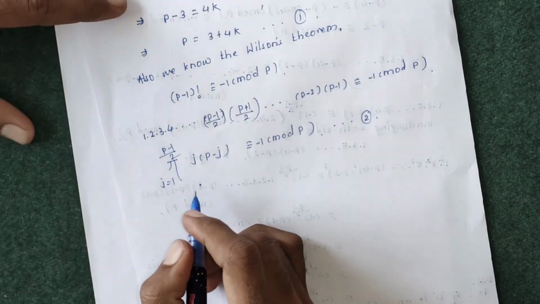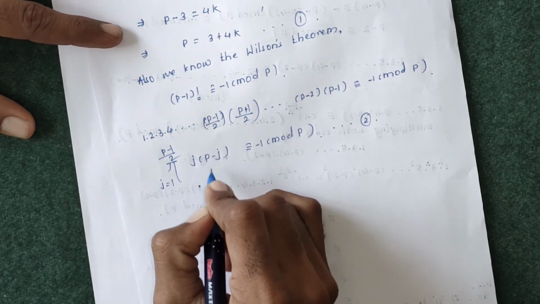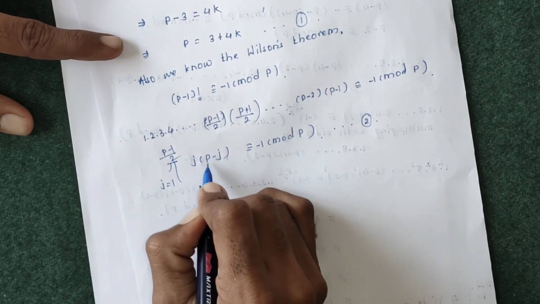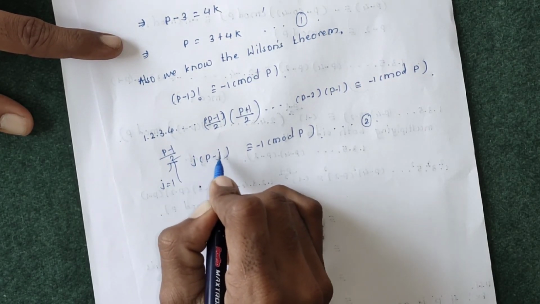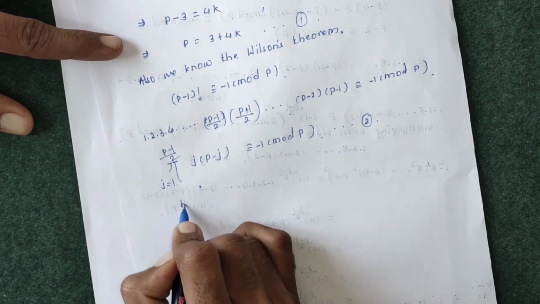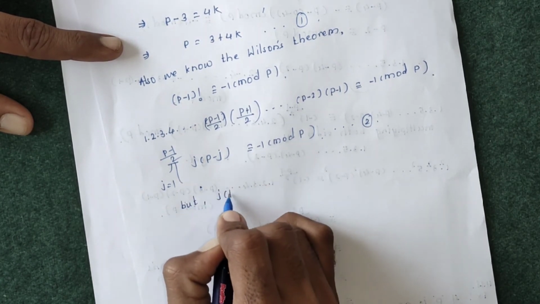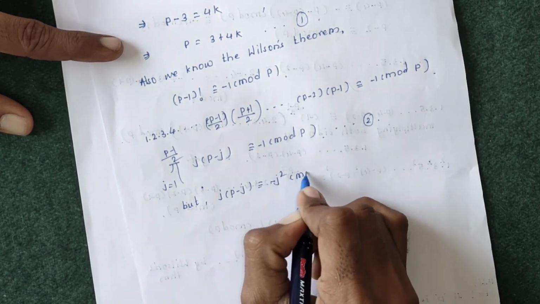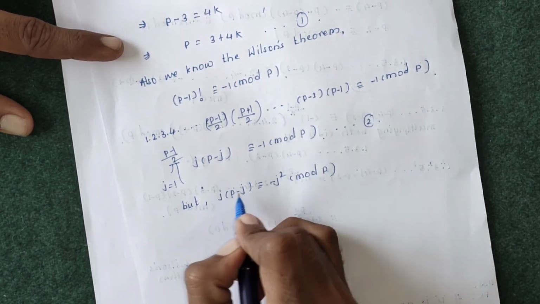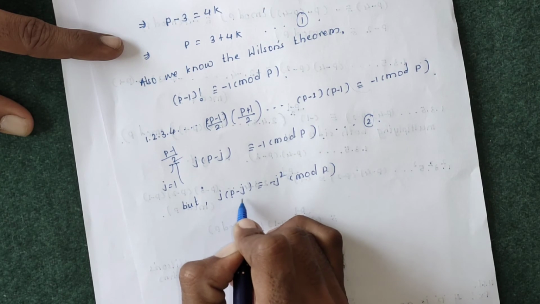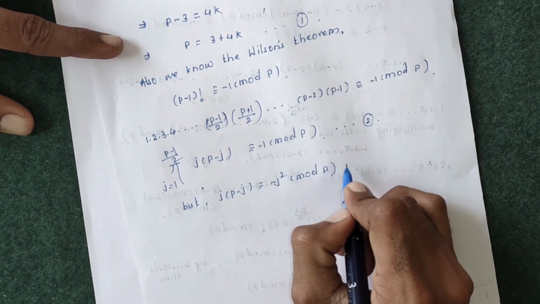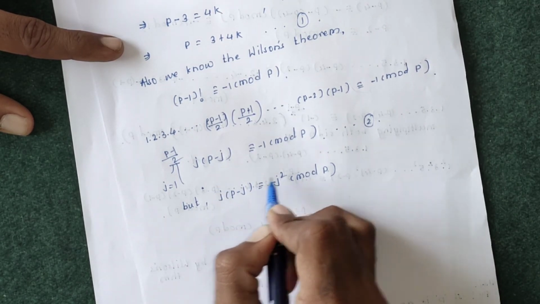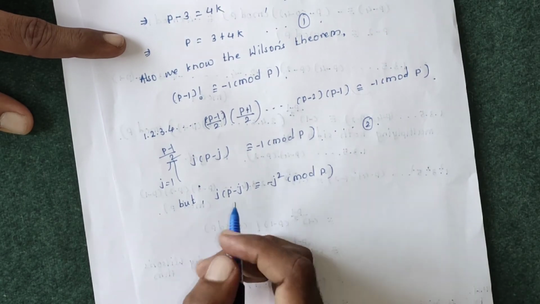And we know that j into p minus j is congruent to minus j square under modulo p, as we have seen in the previous examples, since p is congruent to 0. So, we can write j into minus j, which is minus j square. Since p is congruent to 0, we can write j into 0 minus j, that is j into minus j, is minus j square under modulo p. So, we can write minus j square instead of this j into p minus j in this congruence.